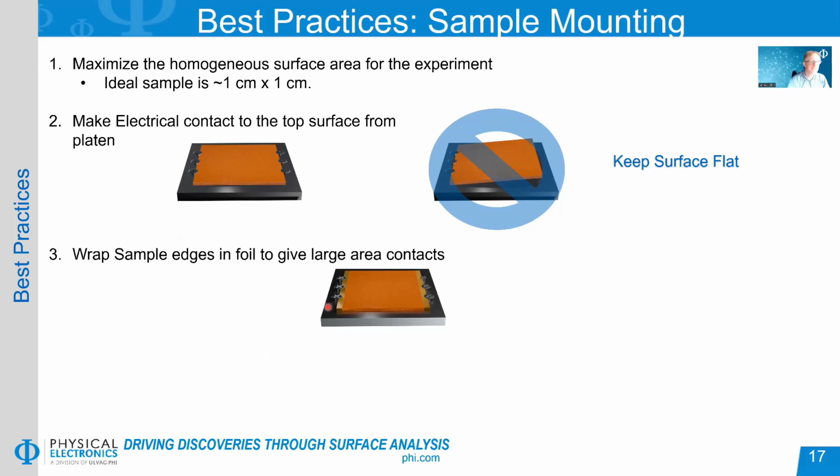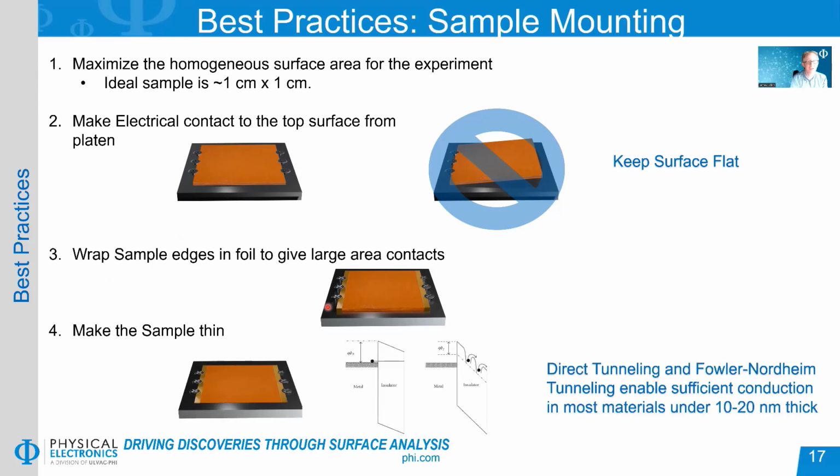Finally, if that's insufficient to reduce charging in your sample, I would suggest making your sample thin. If you make your sample thin enough, on the order of 10 to 20 nanometers, you can measure just about any band gap material. The reason is you will have sufficient transmission current from tunneling, and Fowler-Nordheim tunneling, which is tunneling basically through thermally activated defect sites, to dissipate any trapped charges at your surface and prevent significant charging. Those are the steps I recommend to minimize charging, and they can all be done by mounting the sample.